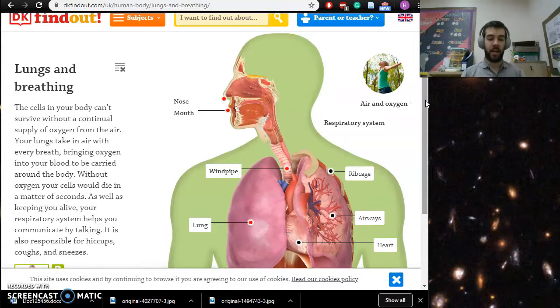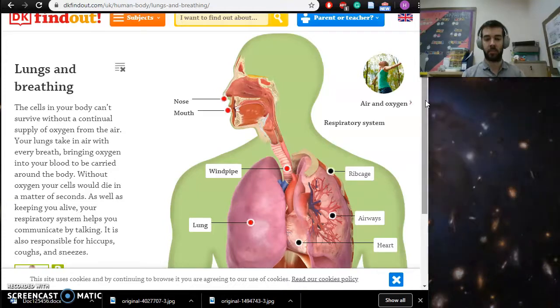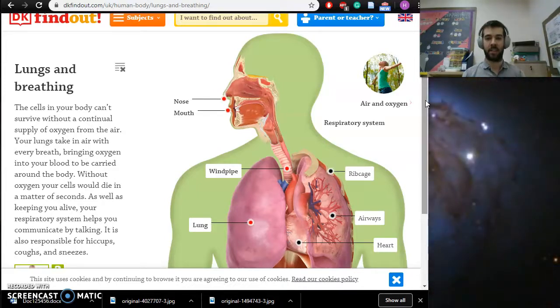As well as keeping you alive, your respiratory system helps you communicate by talking and is also responsible for hiccups, coughs, and sneezes. Now, the respiratory system is also a big part of the coronavirus. It's a big reason why we're off and we're staying out of public spaces at the minute, because if we're coughing, if we're sneezing, that can really send out germs, and we don't want to get ill. But it's good to know how our respiratory system works so that we can get a better understanding of how we can protect ourselves and how we can protect others.